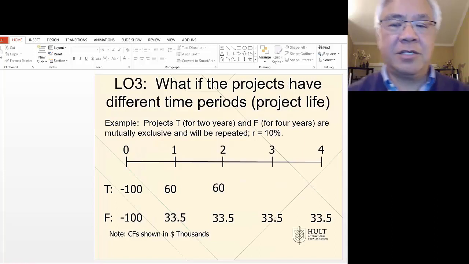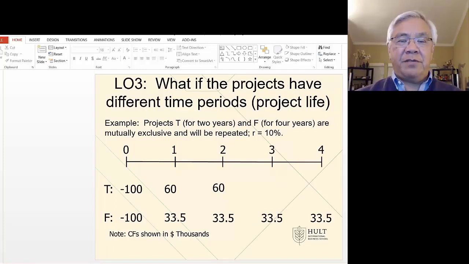The next challenge is, what if we have different periods of time for two projects? In the last example, we had the exact same time period, but look at this one. We have T and F. T is a 2-year and F is a 4-year, and we have this cash flow. -100 outlay for both, but the lifespan of the first one is 2 years and you get $60 a year. The lifespan of the second one is 4 years and you get $33.5.